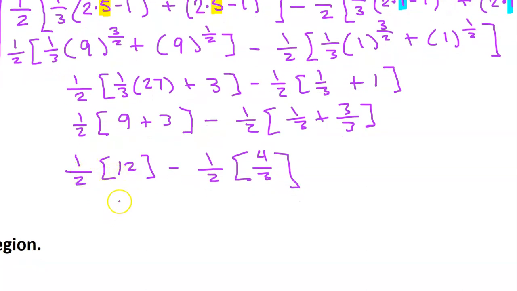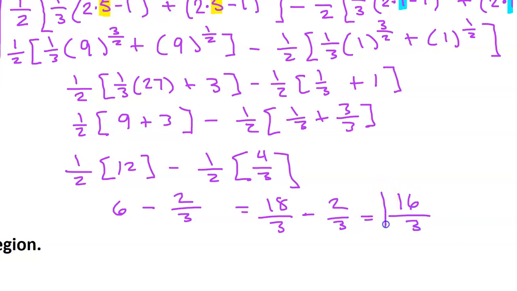Alright, half of 12 is 6. Half of 4 over 3 is 2/3. Okay, like denominators, 6 is the same as 18 over 3. So it's really 18 over 3 minus 2 over 3, which is 16 over 3. So this is the fully simplified answer. Of course, we could have stopped at any step along the way of the simplification process.